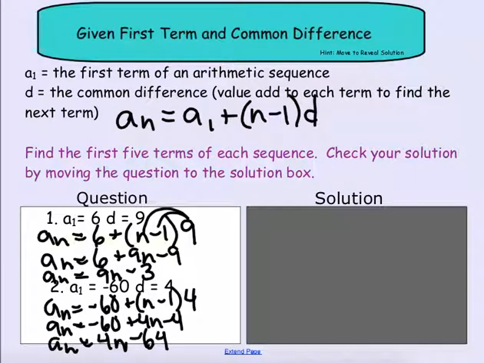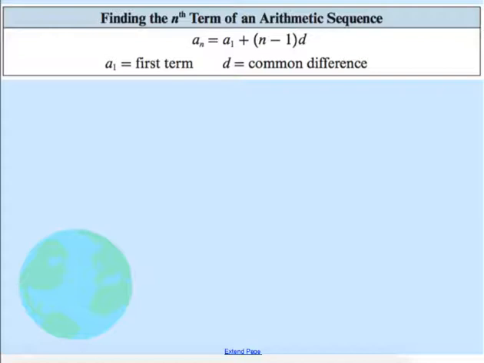So, just like before, I could plug in any number here and get the value of that term. This is a really important formula to know and to memorize and to make sure that you know how to use it.